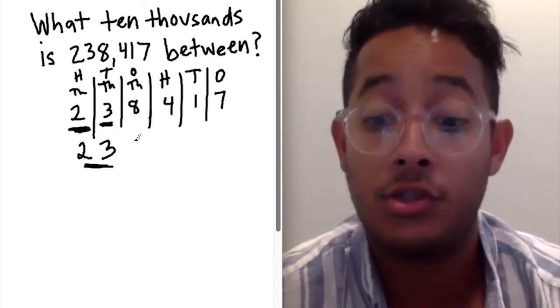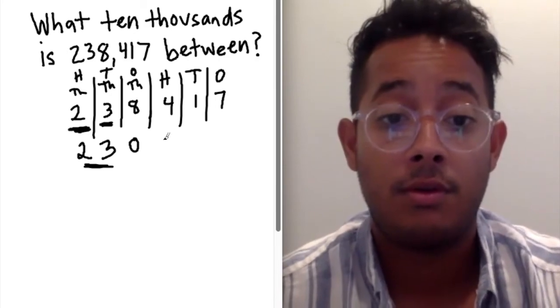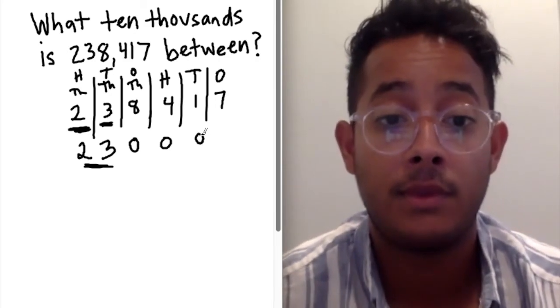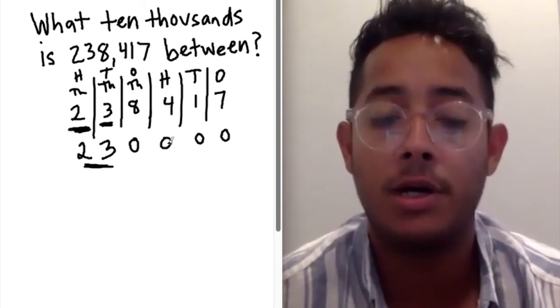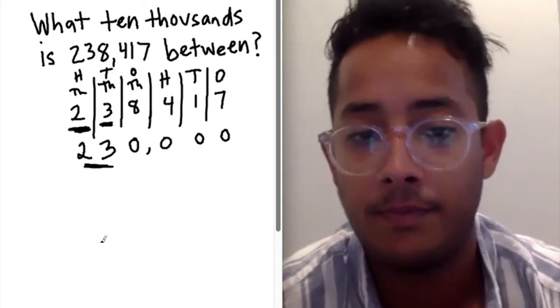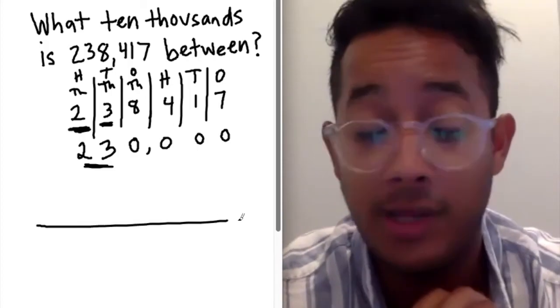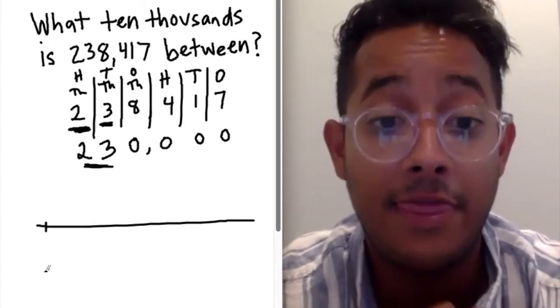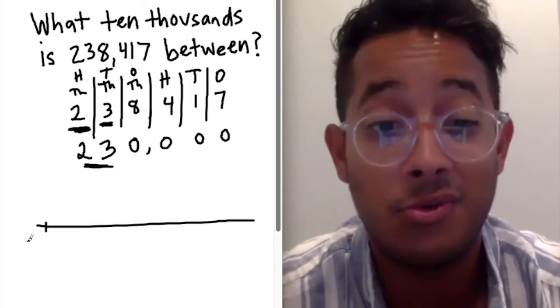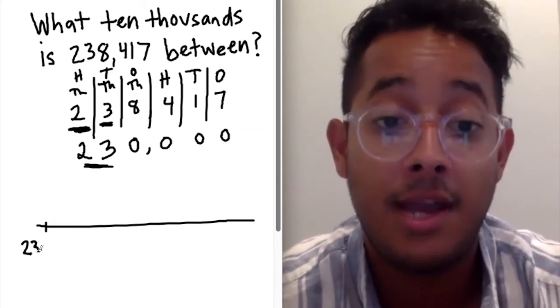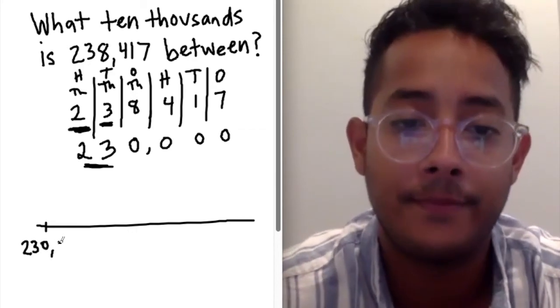Awesome. So I'm going to fill in all these other places with zeros underneath. That makes so much sense. That's exactly what you should do. Okay, great. So we realize that we have 23 10,000s, which actually just equals 230,000. And that's going to be the lower part of our number line.